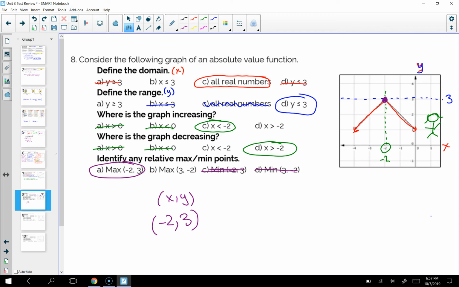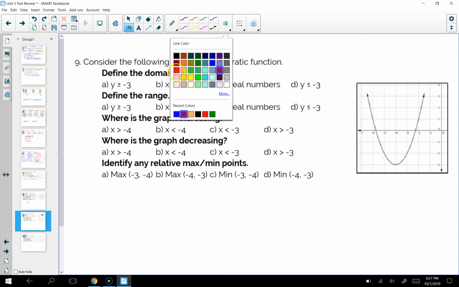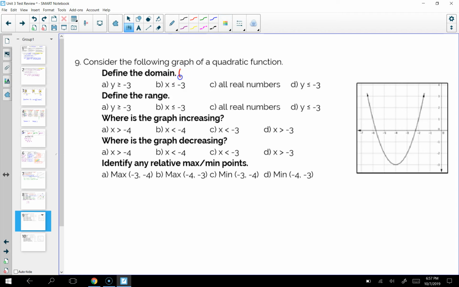Alright? Two more of these. Alright, consider the following graph of a quadratic equation. Let's do our domain first. Remember, that is our x's. So we know that the y's have to go away. Can't be my answer. Look at the ends over here. Arrows. There's no turning on the sides. So because of those arrows, all real numbers.